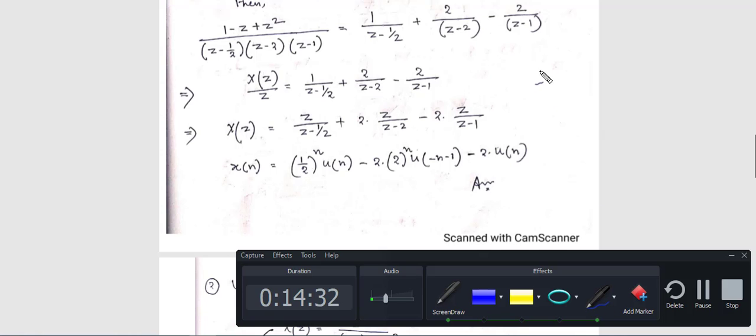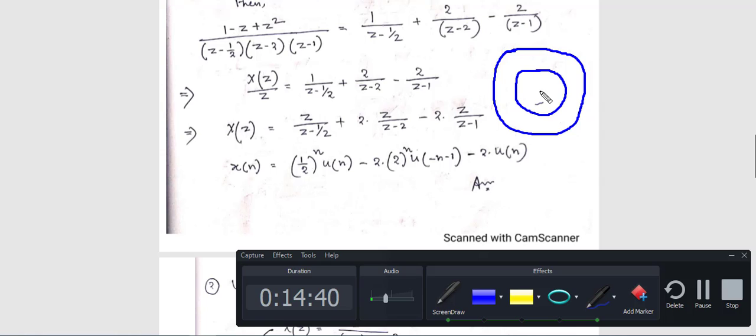That means you have to consider two circles having radius 1, and this is another circle having radius 2. Okay, so this is 1 and this is 2. And what is your ROC? ROC says greater than 1, less than 2. That means your ROC will be this portion.